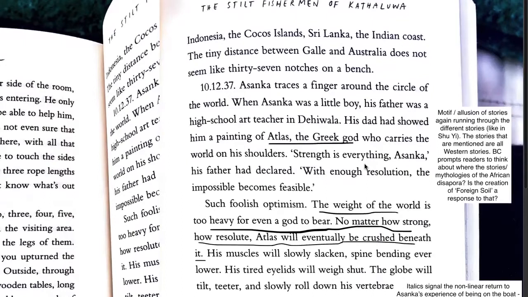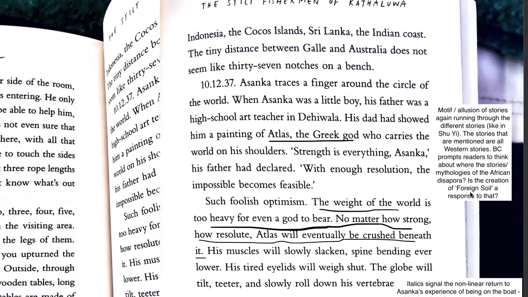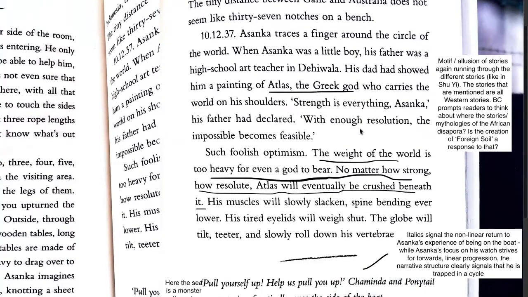So continuing that chain of thought then, is the creation of Foreign Soil and these short stories a counter response of sorts? This is getting a bit meta, but maybe that's a good point that we could make there, that if so many of the stories that have dominated are the Western ones, maybe that's one of the political imperatives of Beneba Clark writing these short stories in the first place, so that there are stories that speak to experiences that aren't just the Western canon.